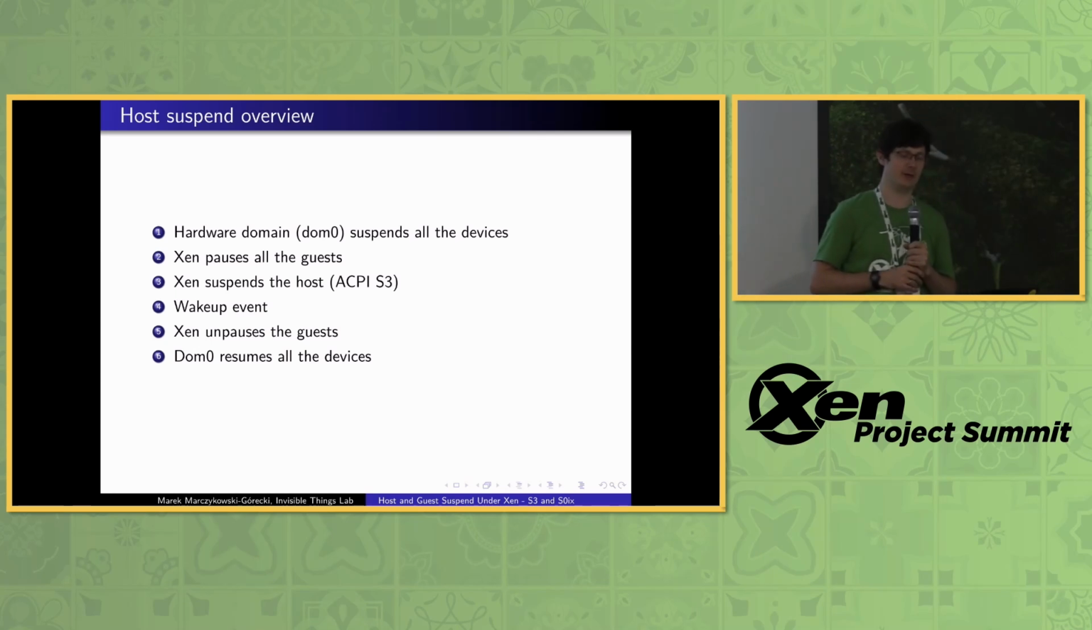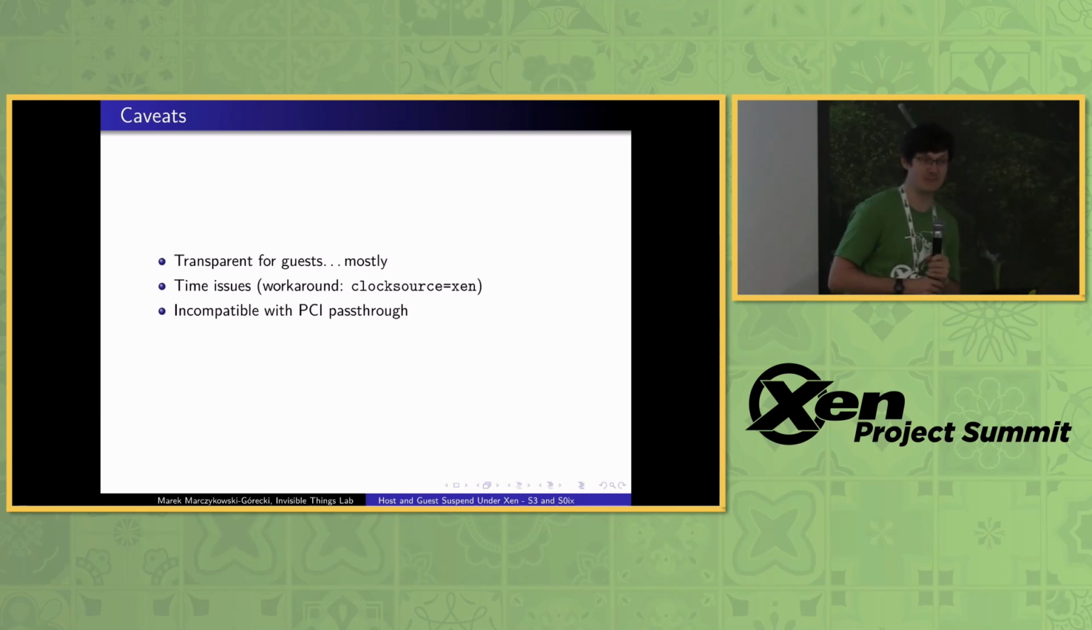If you have just PV guests or just PVH guests, everything is fine. Mostly. This is mostly transparent for guests. Dom0 is aware of the suspend, but all the other guests are not. So they, for example, see some time jump, because they were paused, not running for some extended period of time.